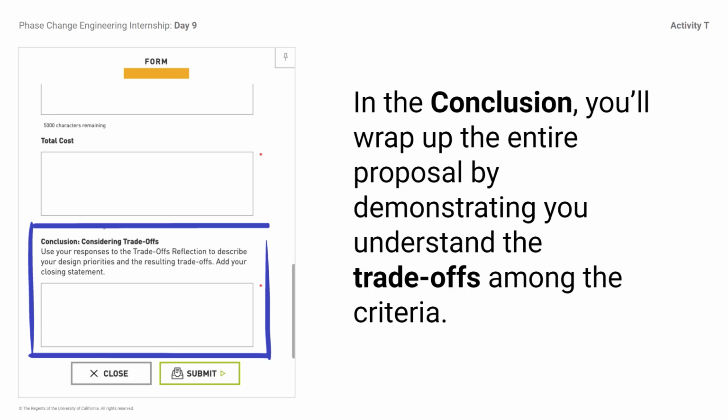Instead, they are looking for a proposal that is a well-supported argument that shows you know your design is a strong solution to the problem of helping low birth weight babies stay warm. You have already done much of the thinking behind this paragraph when you wrote your trade-offs reflection on day 6. You'll copy and paste your responses from that form into the final proposal conclusion section and revise the responses to form a coherent paragraph. Then you'll write one final closing statement.